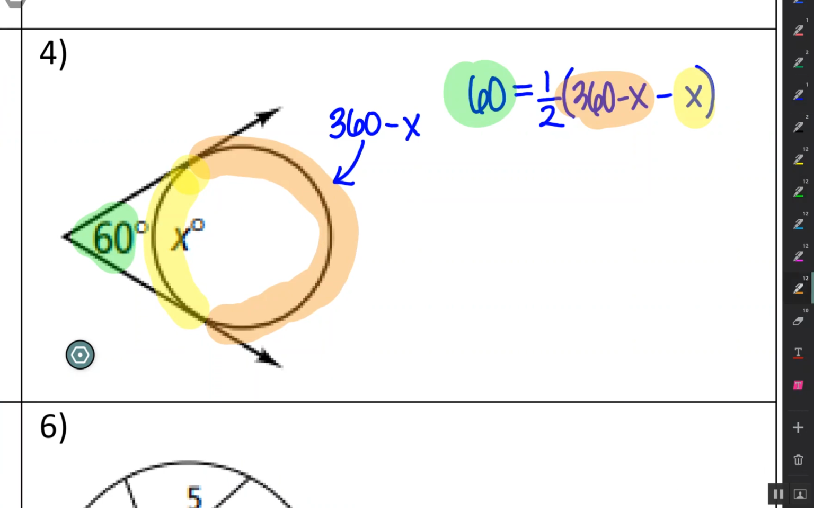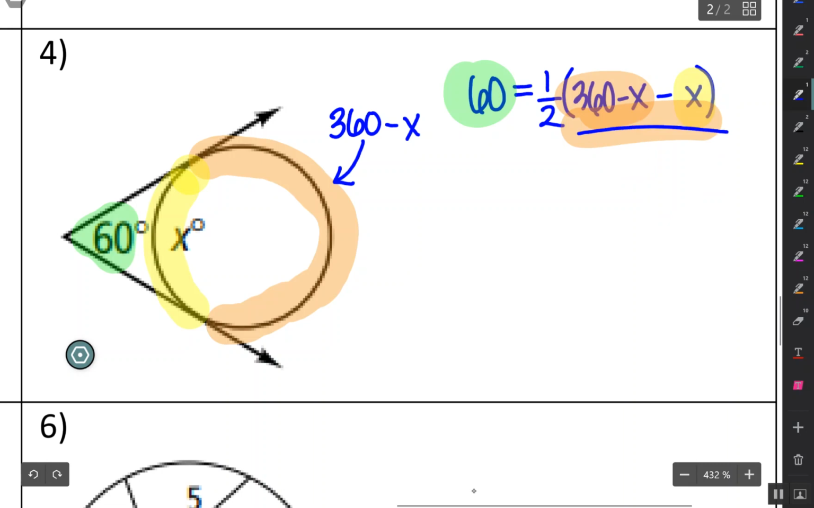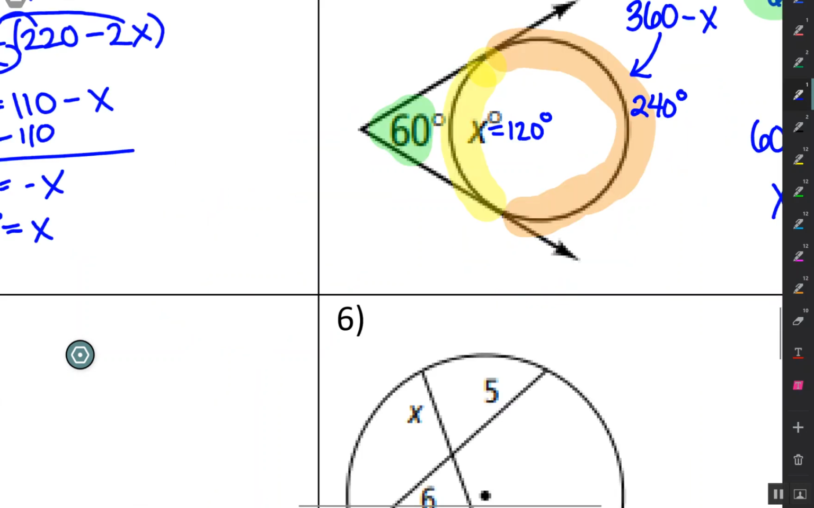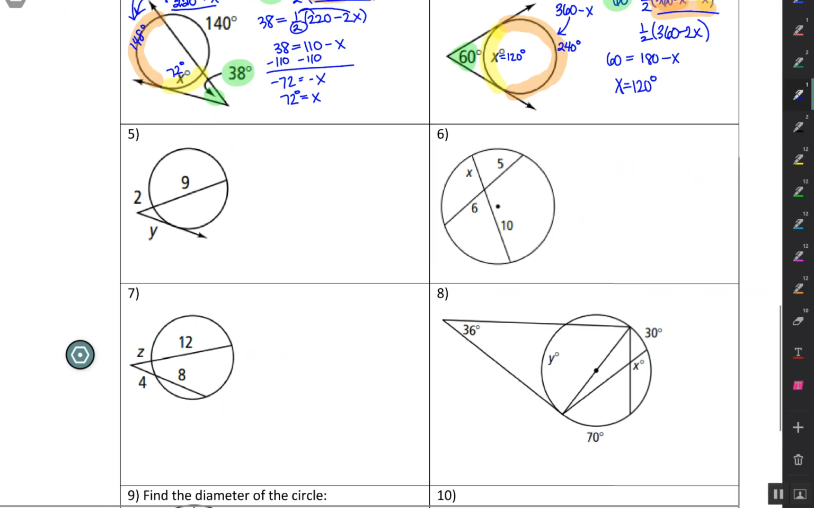All right, let's do the same thing we did before. Let's combine like terms and then distribute and just solve. So let's see. That's 360 minus 2x. I'm going to cut it in half. That gives me 180 minus x is equal to 60. I could do that in my head. X would be 120 degrees. And then this is going to be 240 degrees, 360 minus that 120. Okay, so those are angles.